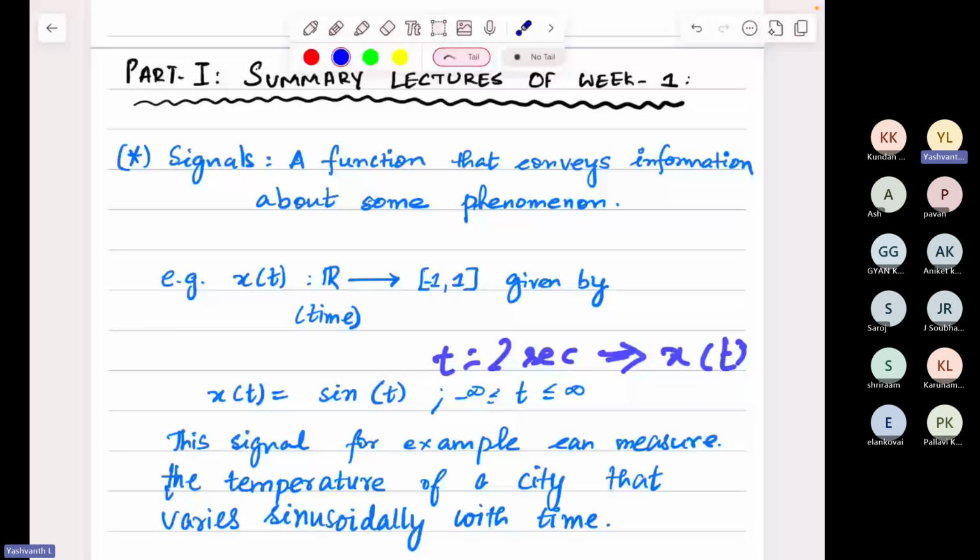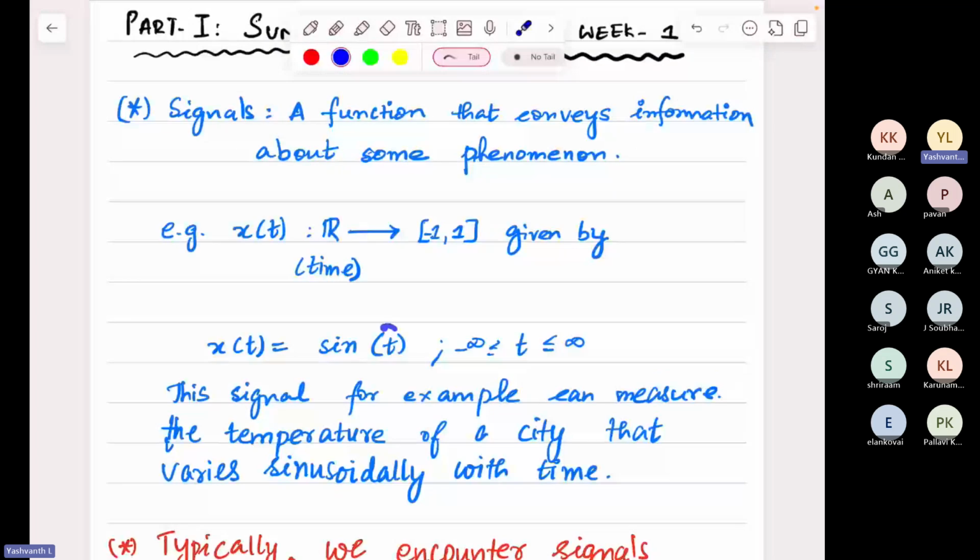Generally, at least for the introductory signals and systems course, it is the time domain that is the variable of your signal. It need not be time. For example, it could be the spatial domain. This is called a one-dimensional signal because it only depends on one variable. In general, it could be multi-dimensional.